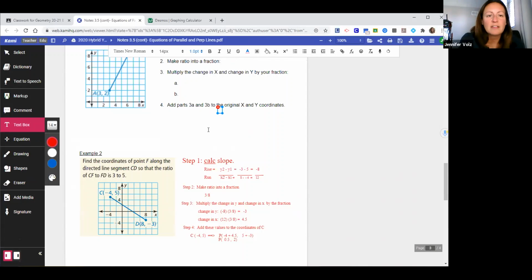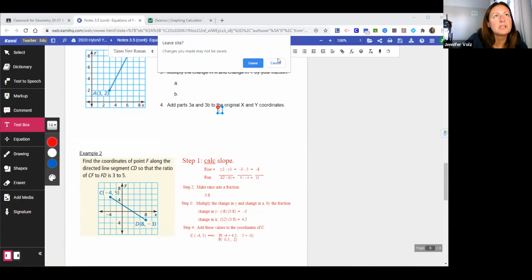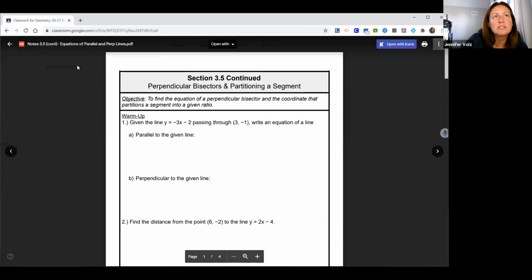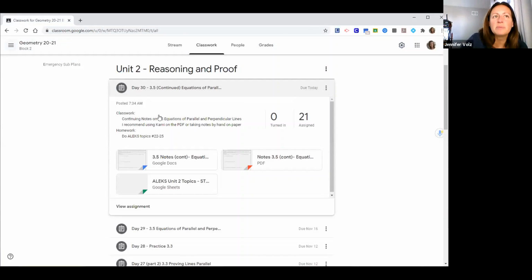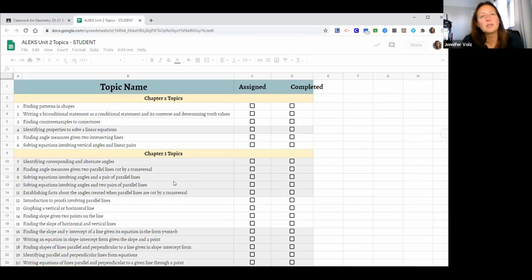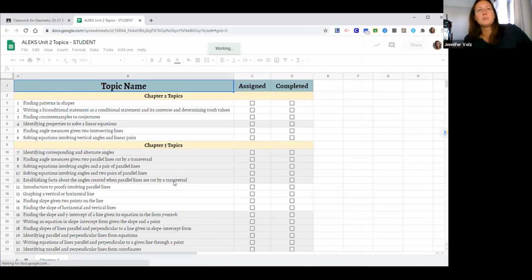But secondly, tonight's homework is once again to do some more Alex topics. I've heard from one person who said they were having trouble finding the topics. So I just want to show you one more time. First of all, I reattached the same topic document to today's post.